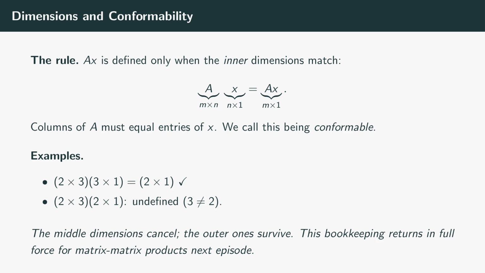Picture the two size labels written side by side, m by n, then n by 1. The inner numbers, the two n's, must match, and when they do, they cancel, leaving the outer numbers, m and 1, as the size of the answer. If they don't match, say a 2 by 3 matrix meeting a vector with only 2 entries, the product is simply undefined, there is no answer to compute. This inner matches, outer survives rule looks small now, but it returns at full strength next episode when we multiply a matrix by a matrix.